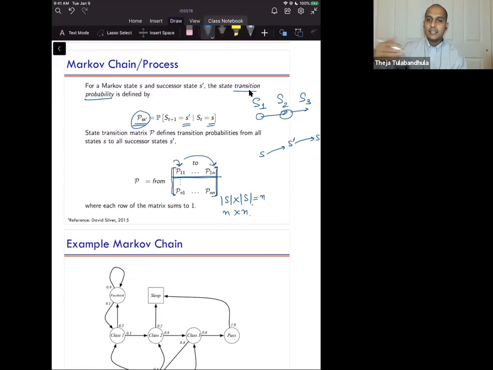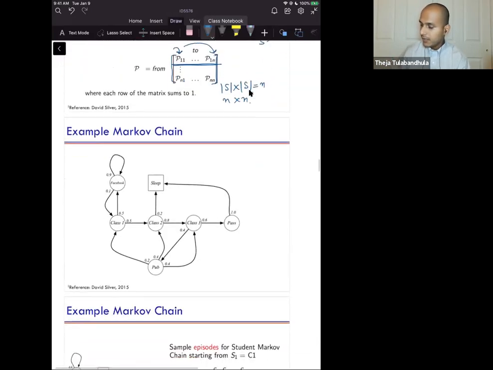Given the current state, these are all the states I can go to, let's say all the n states, and they just correspond to a probability mass function. Okay, so here's an example of a Markov chain. Let's say you're in a certain class, you autonomously go to class number 3 with probability 0.8, you go to sleep with probability 0.2, and so on.